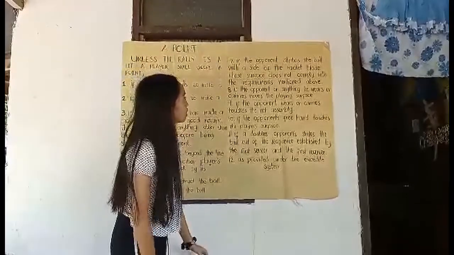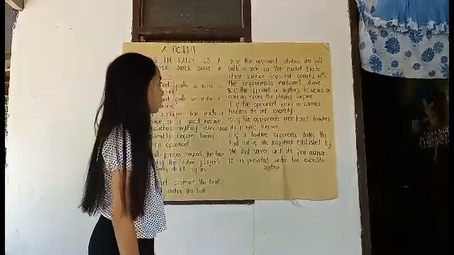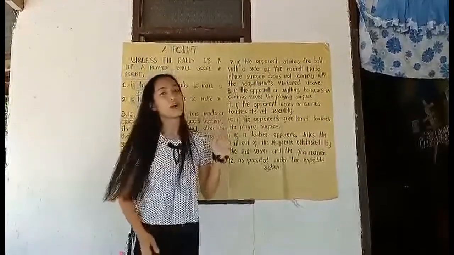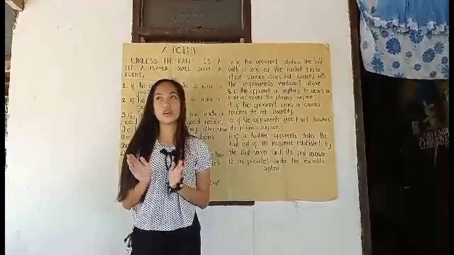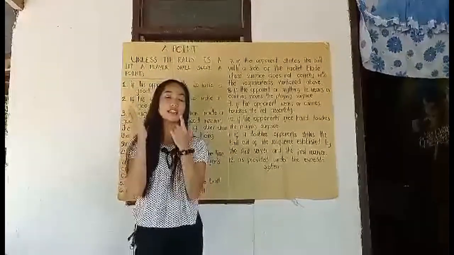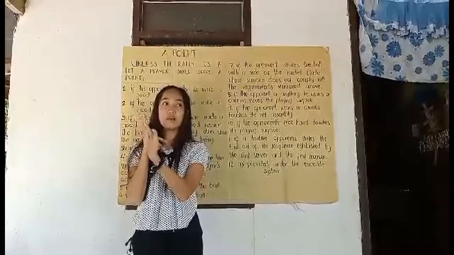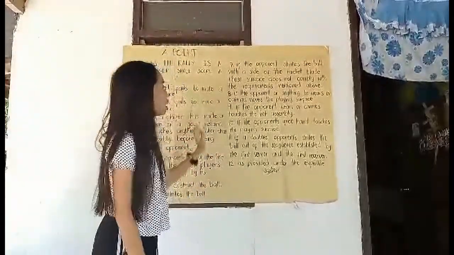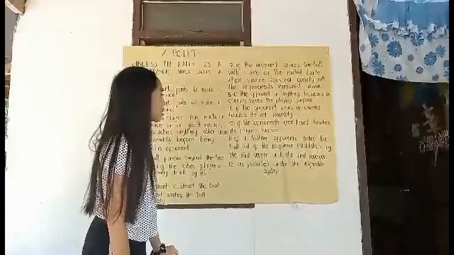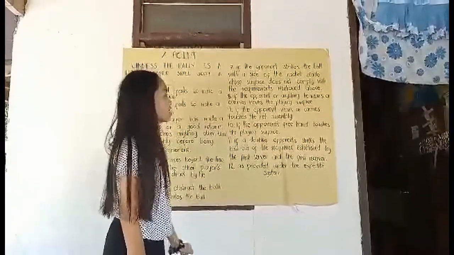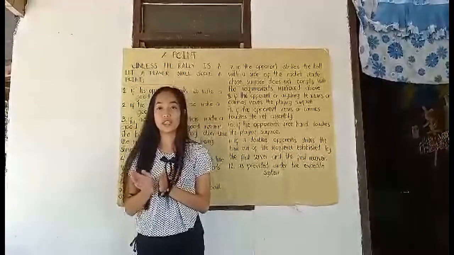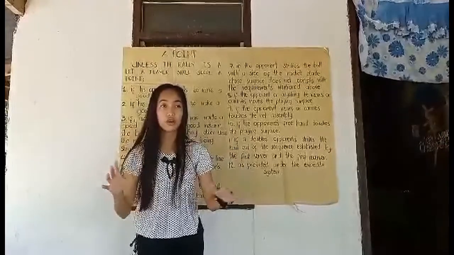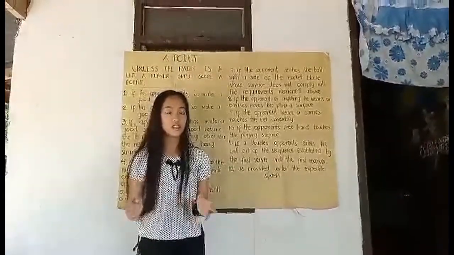7. If the opponent strikes the ball with a side of the racket blade whose surface does not comply with the requirements mentioned above. So, when my opponent hits the ball with the wrong side of the racket, it is considered as my point. 8. If the opponent moves the playing surface. So, for example, my opponent's racket falls on the playing surface or the court. So, it is considered my point.